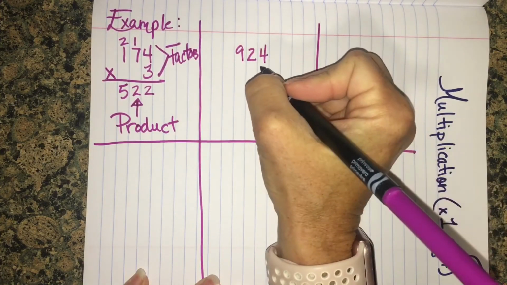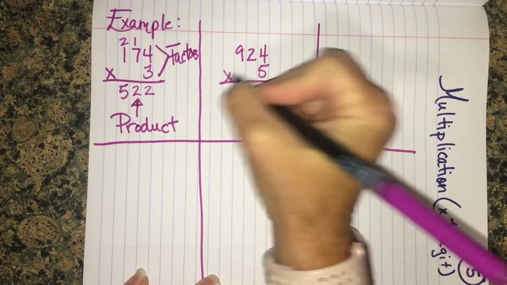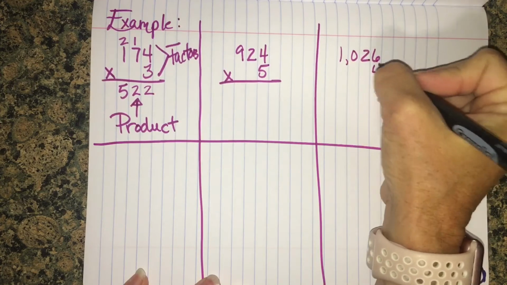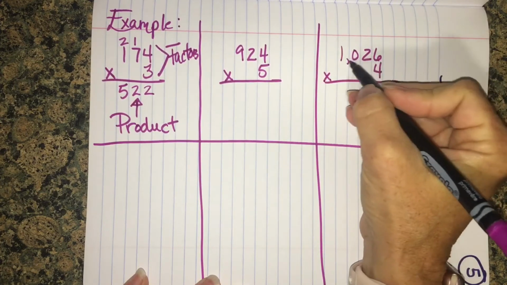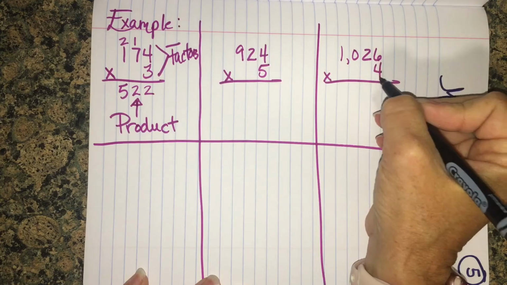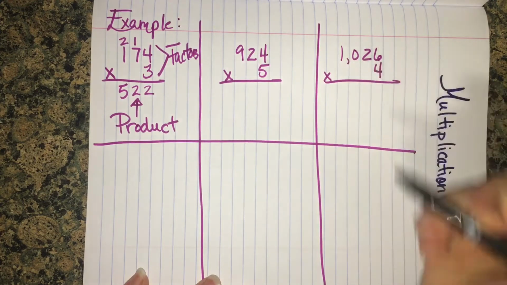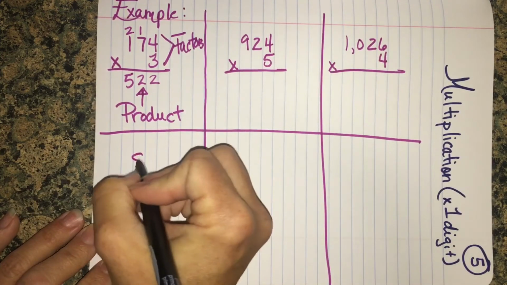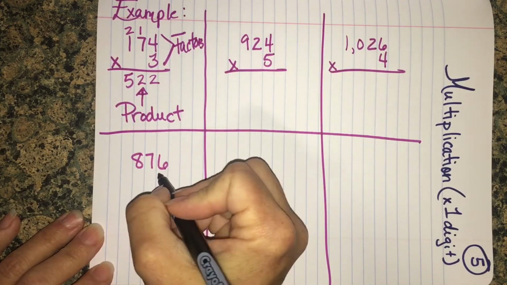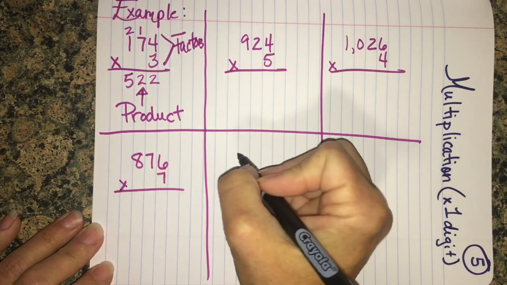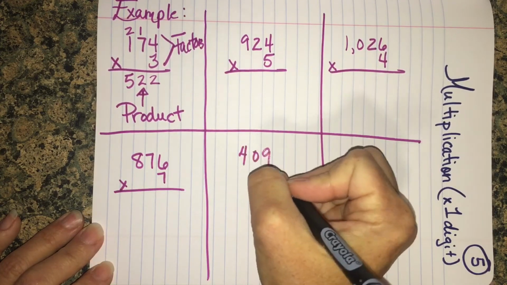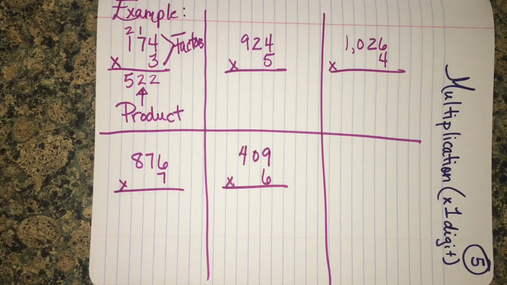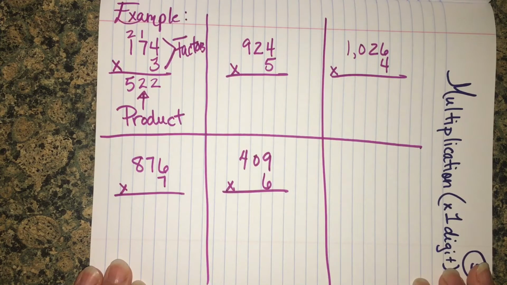I'm going to do 924 times 5. 1026 times 4. And just a reminder, even if it's a 4-digit number, you're still going to do 4 times 6, 4 times 2, 4 times 0, and then 4 times 1. You just keep going down the line. 876 times 7 and 409 times 6. So pause the video and then play it after you have finished all the problems.